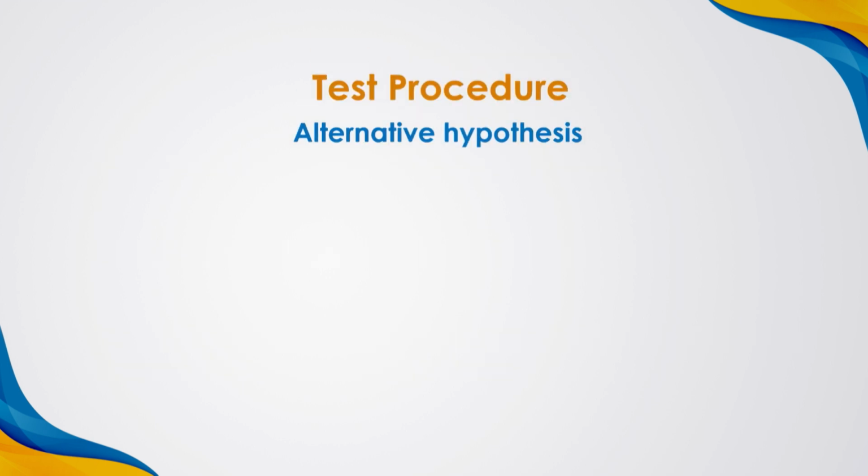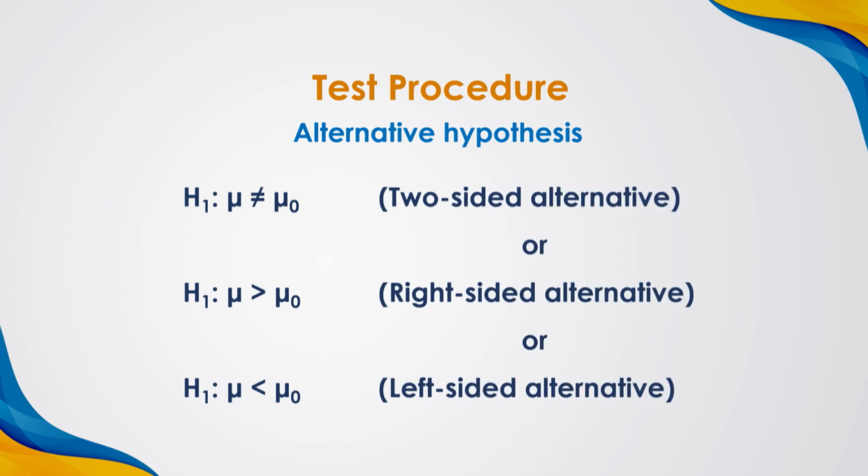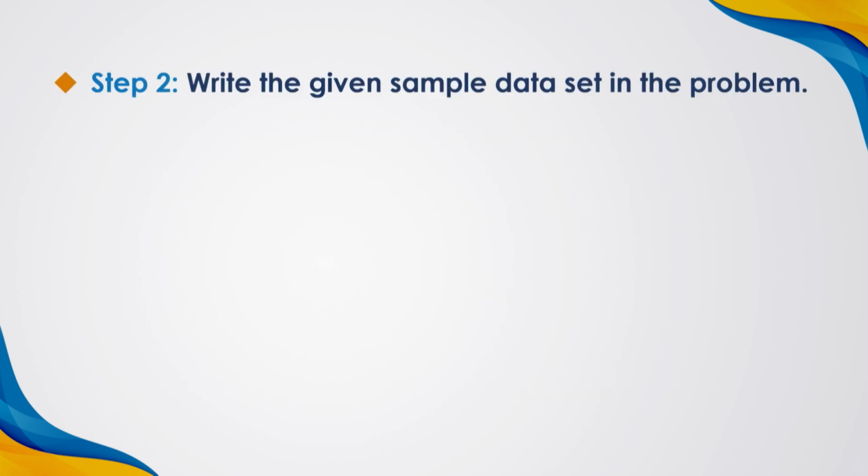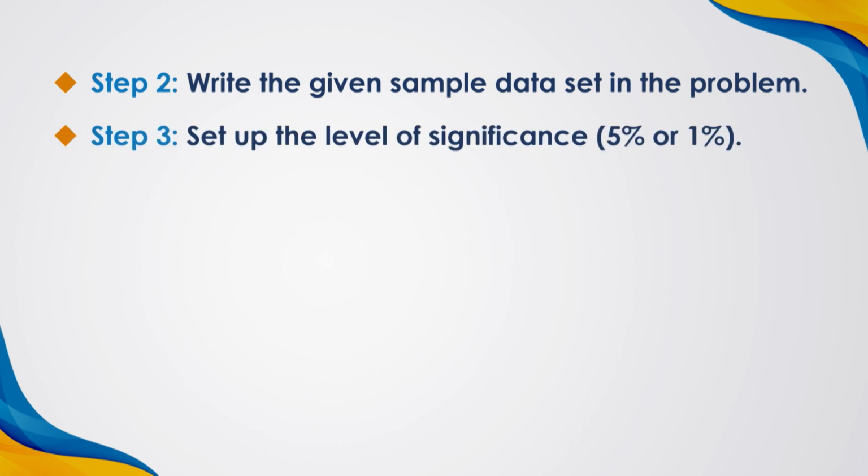Test procedure. Alternative hypothesis. How to frame the alternative hypothesis? Here we have three alternative hypotheses and you have to select any one of them. The first alternative hypothesis is called two-sided alternative. The second one is called right-sided alternative and the third one is called left-sided alternative. Step 2. Write the given sample data set in the problem. Step 3. Set up the level of significance, 5% or 1%.